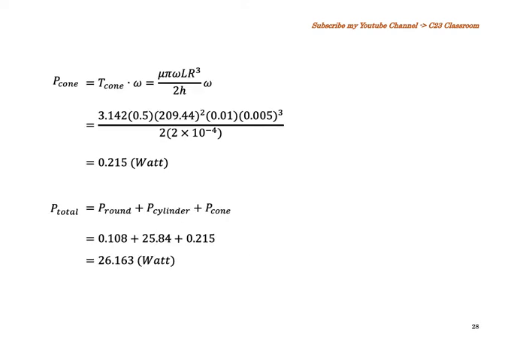And finally, we calculate the cone here. This is the torque for the cone, and then this is the omega. We substitute the values, and we get 0.215 watt. And then we can get the total power by adding all the power from the cylinder, from the disc, and from the cone, and it is equal to 26.163 watt.